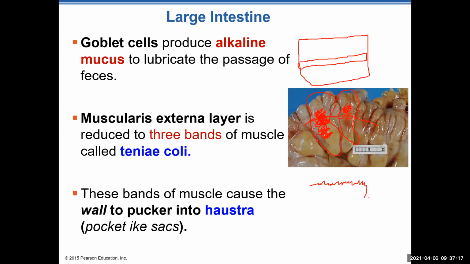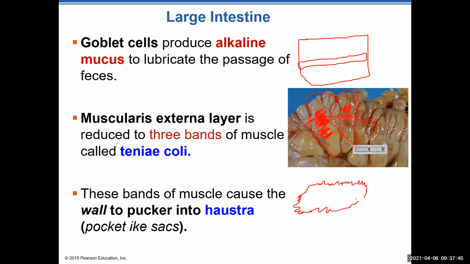But unfortunately, we are not in the class, so we have to rely on this diagram. So this puckered appearance is there. It only happens because the longitudinal muscle of our muscularis externa has been reduced. And trust me, this muscle is sometimes called a ribbon of the colon.